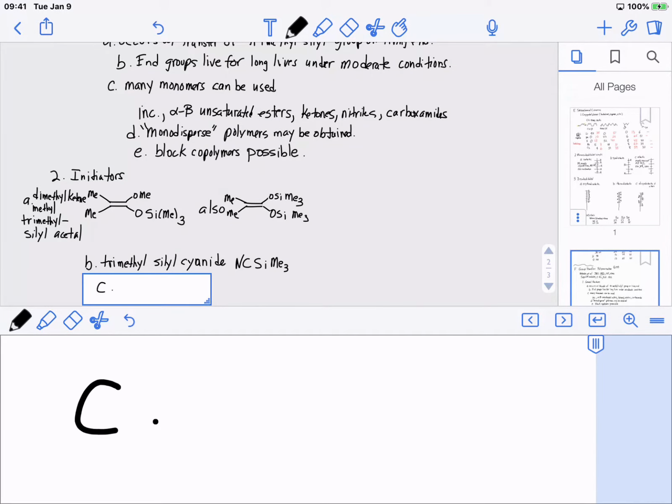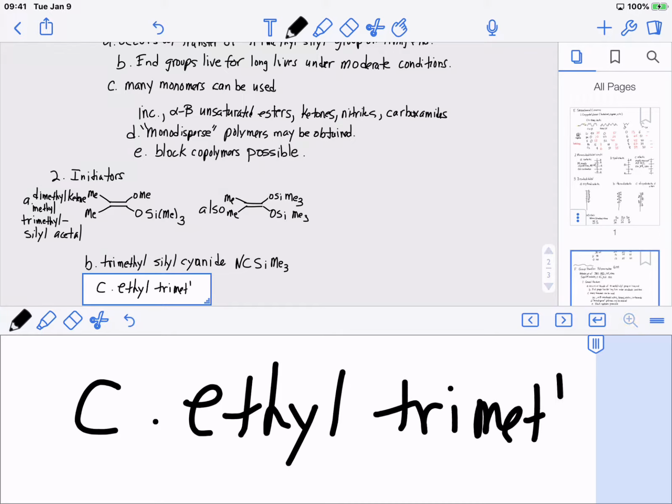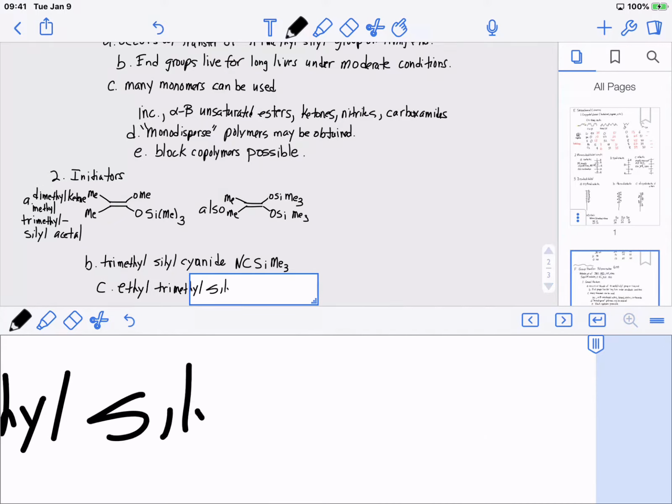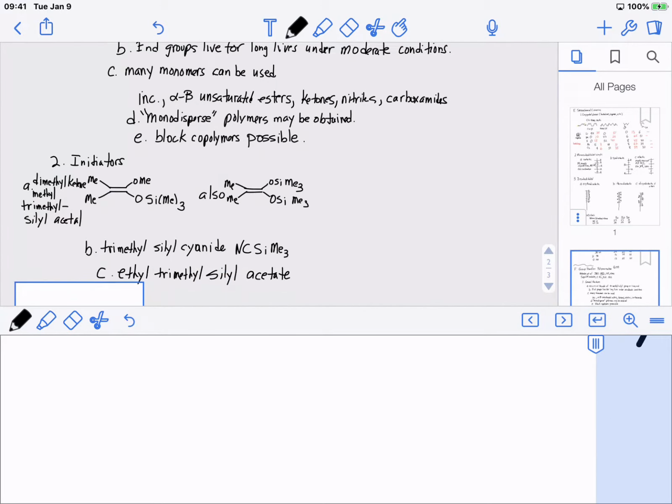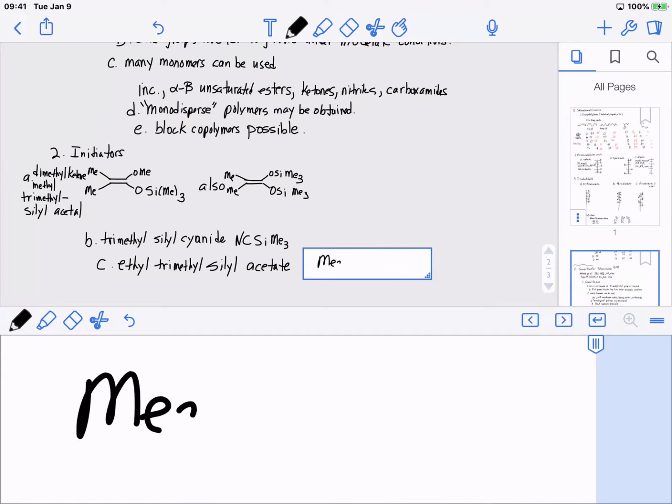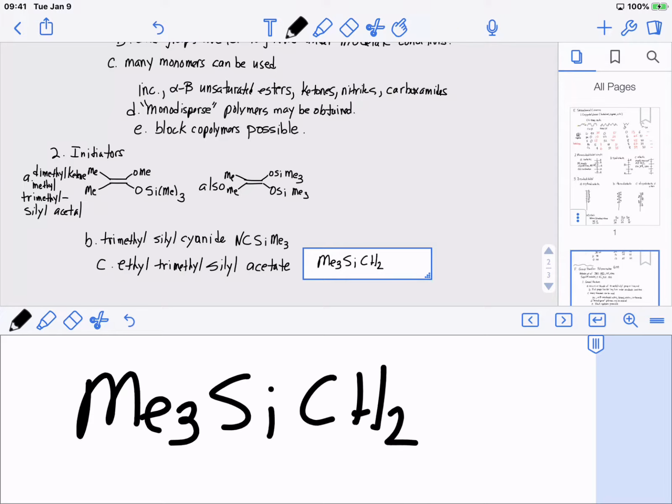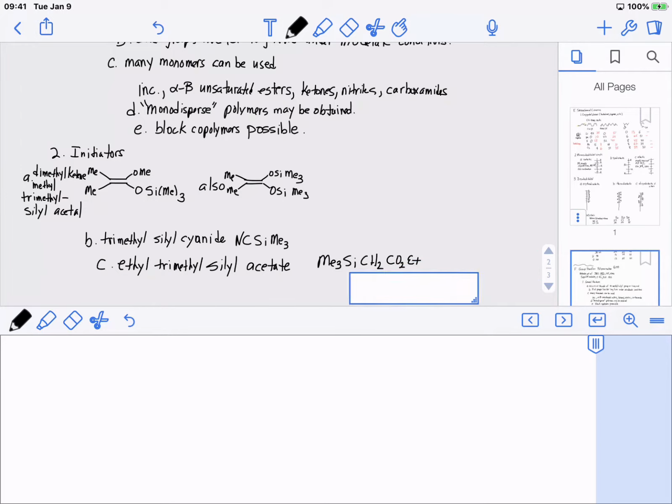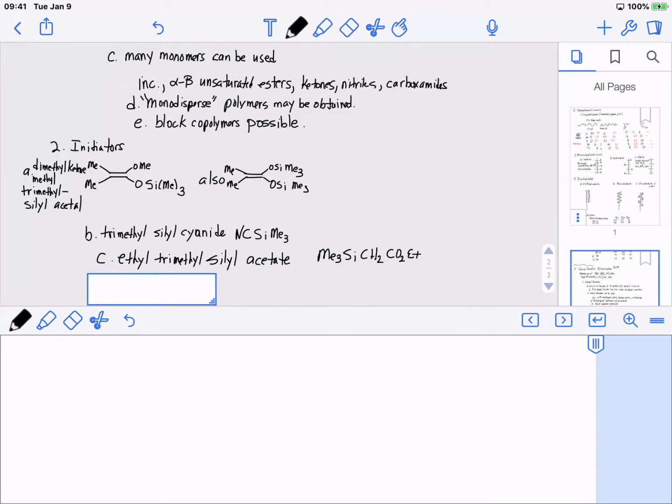C, ethyl trimethylsilyl acetate. And that has the structure, there's a trimethylsilyl group. And then D.